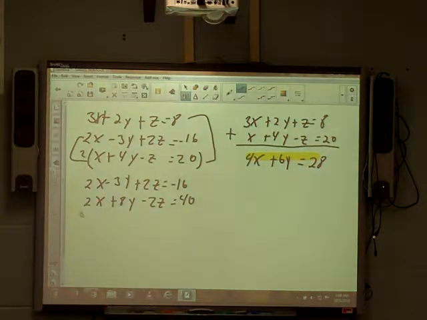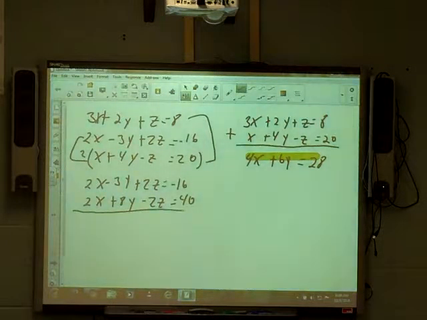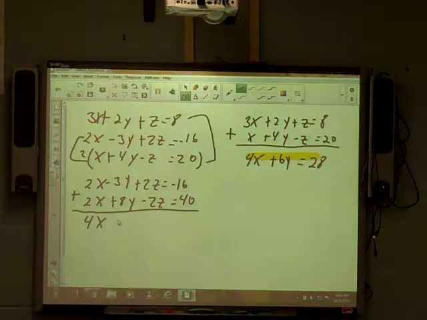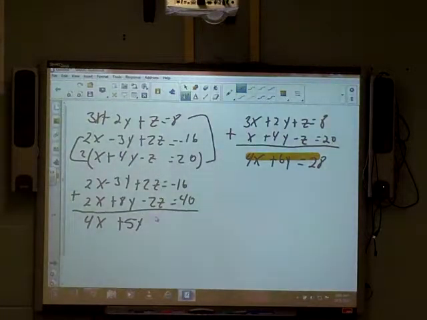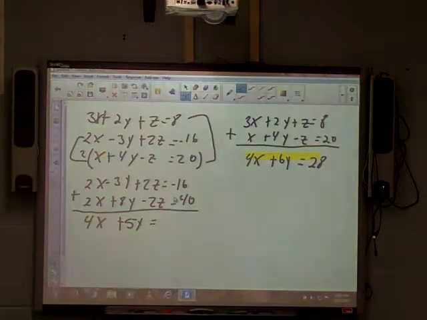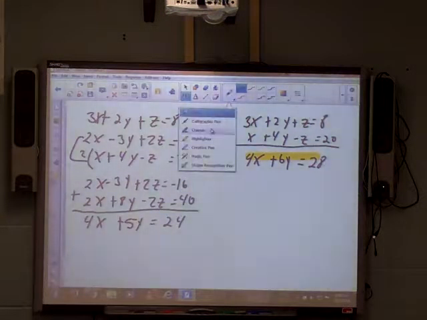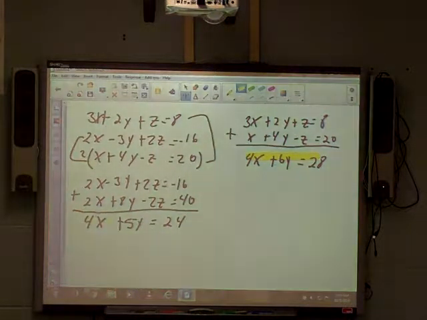Now my 2z's are again different signs, so it's again addition. 2x and 2x is 4x, negative 3y and 8y is positive 5y. 2z and negative 2z is nothing. Negative 16 and 40 is 24. New equation number 2. Don't lose it.